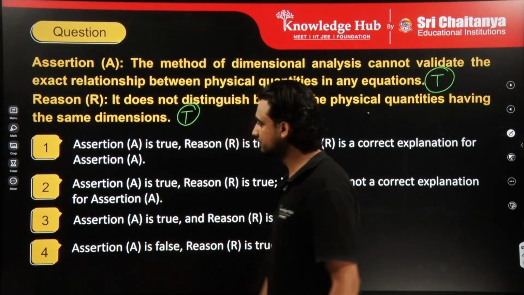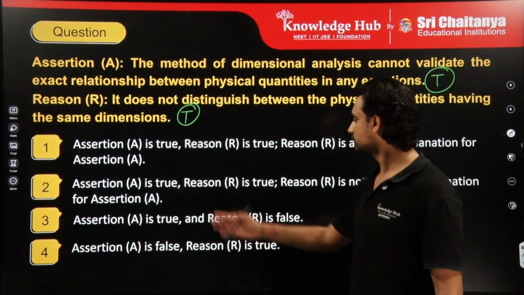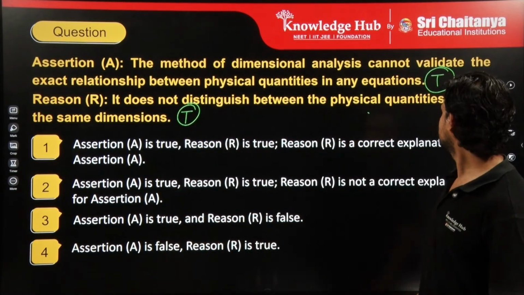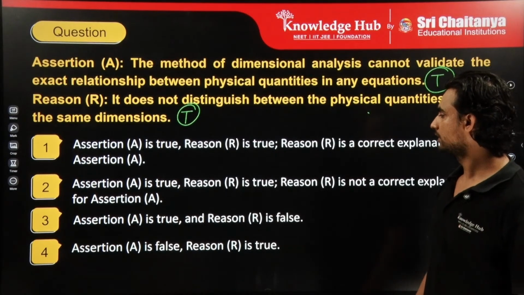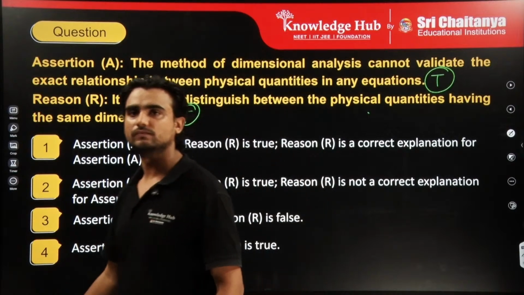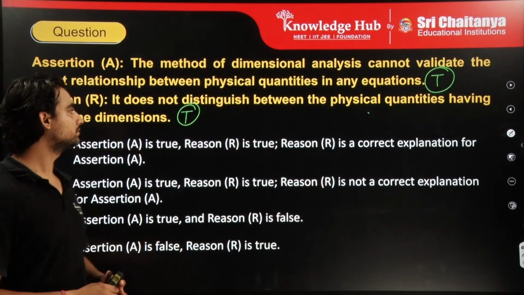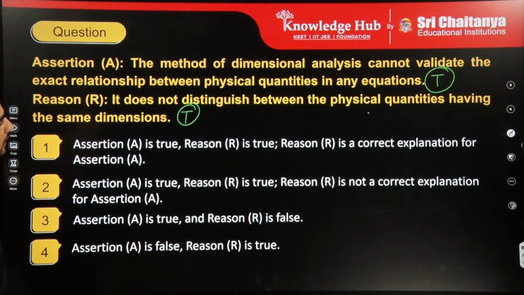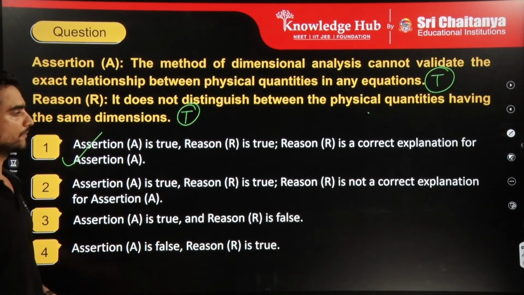Now which option should be correct? Is the assertion true? Yes, and the reason is also true. But is it the correct explanation? Yes, correct. So the answer for this should be option 1.